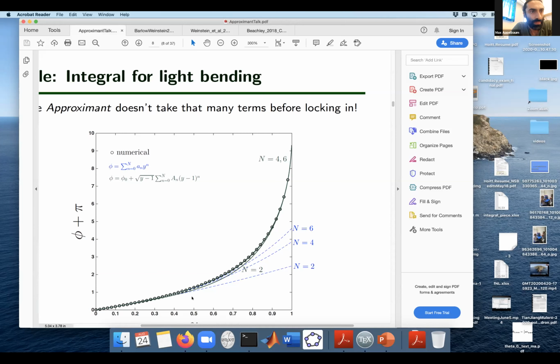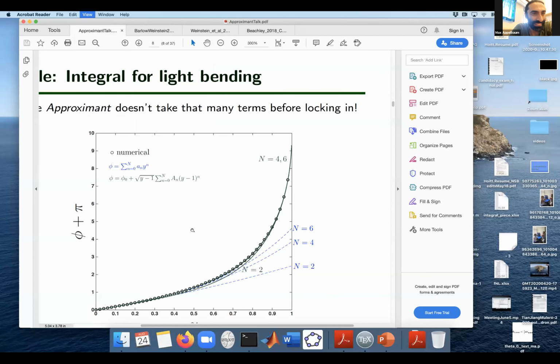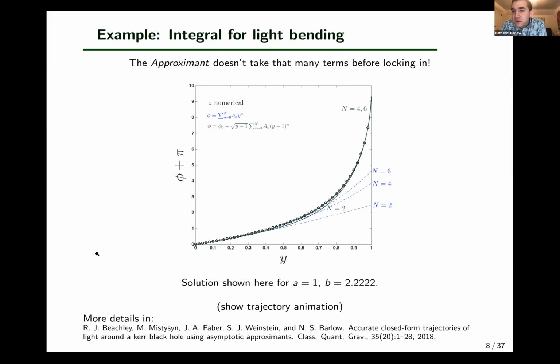Sorry, is it possible that you will enable the full screen of the PDF? Yeah, that would be a good idea. Much more visible. Is this any better? Yes, I think that worked. Okay, cool.